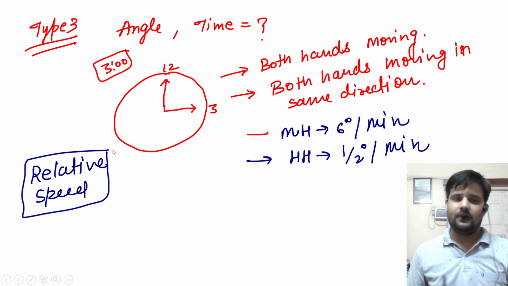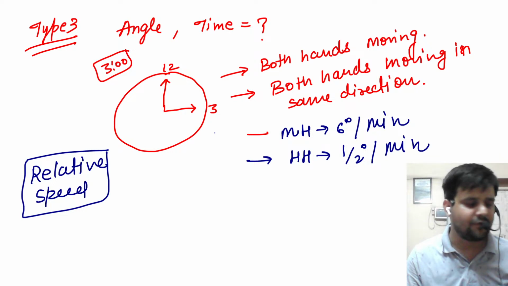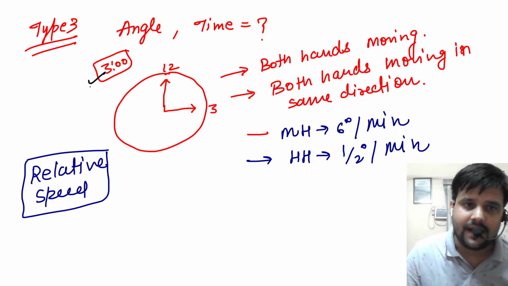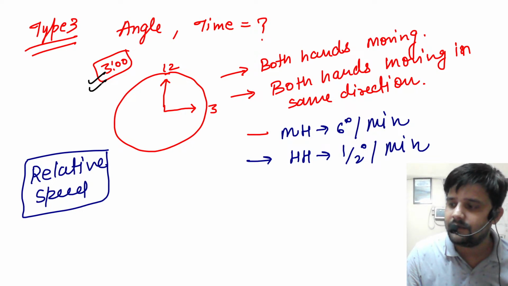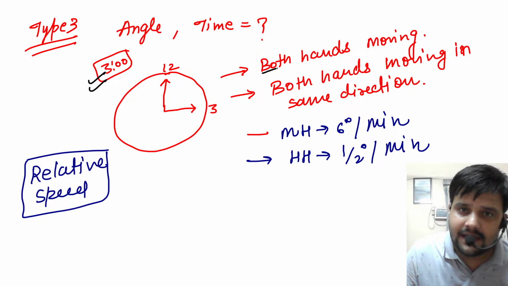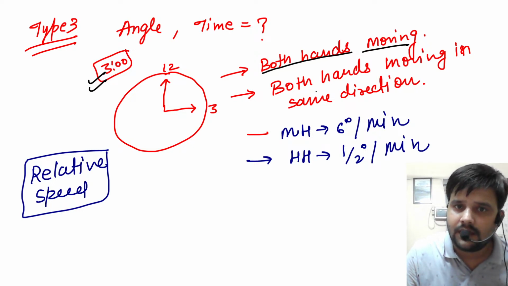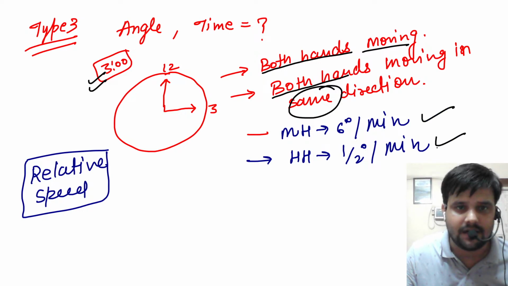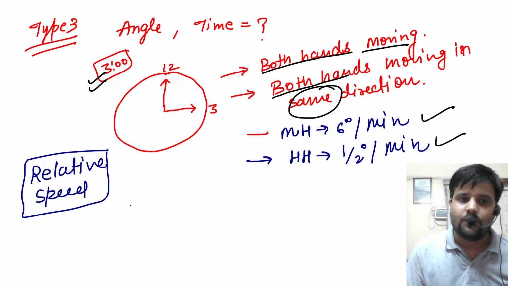All right, so just focus here now. What we know is the time is, let's say, 3. Time is 3, so the minute hand will be at 12, the hour hand will be at 3. Both hands are moving in the clock, and both are moving in the same direction. And we also know the speed: the minute hand is 6 degree per minute and the hour hand is half degree per minute. So what was the relative speed?